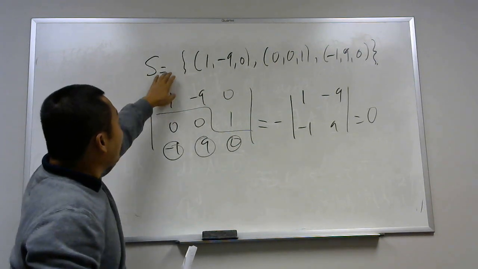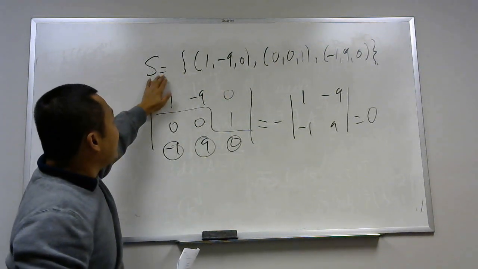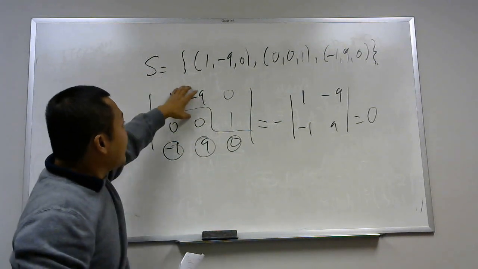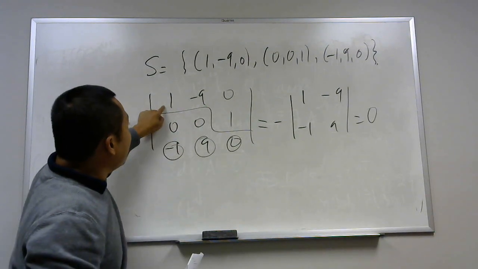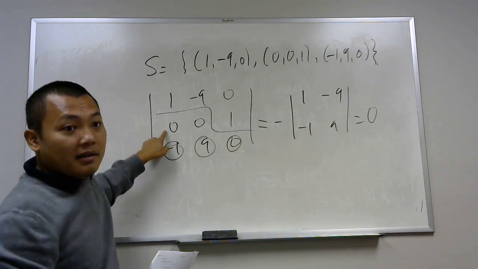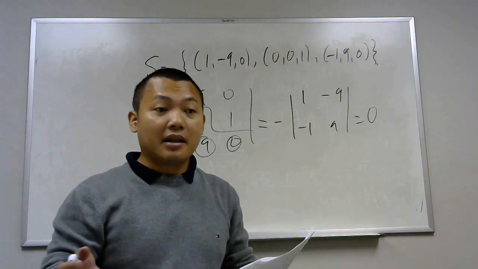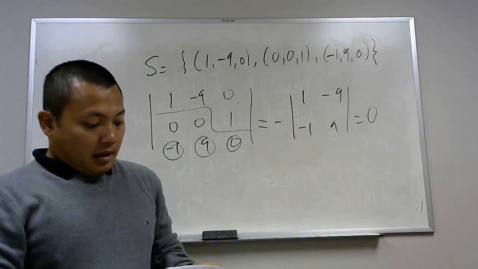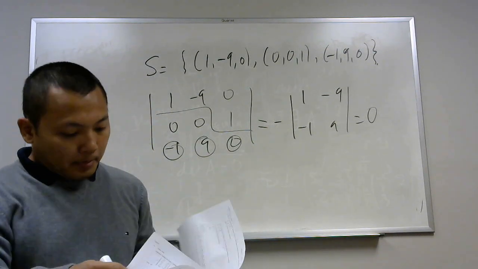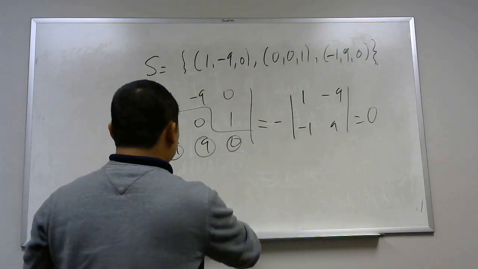So I would say the linear span of S is a subspace. And that subspace has this vector and this vector as a basis. That's how we can describe it. And the dimension of that subspace is equal to 2. Alright. Let's move to the next question.